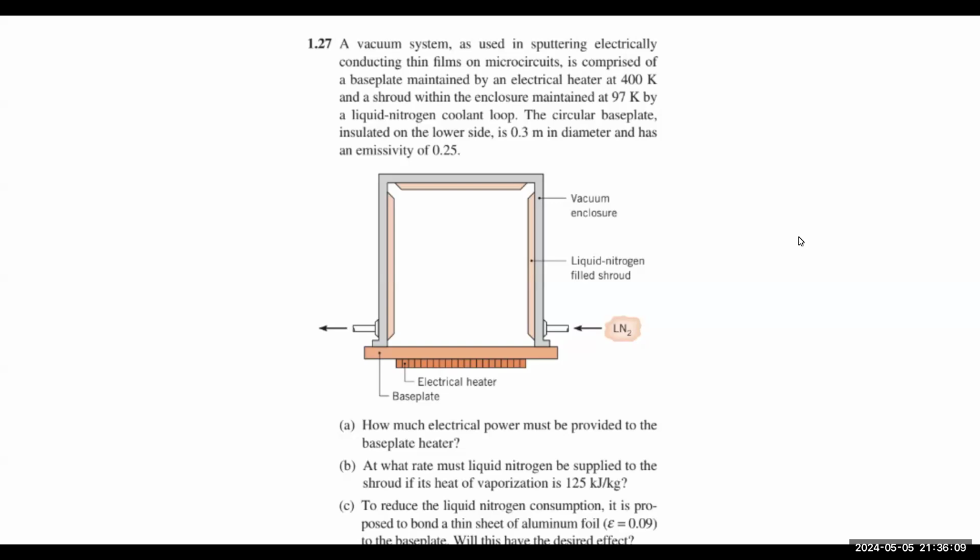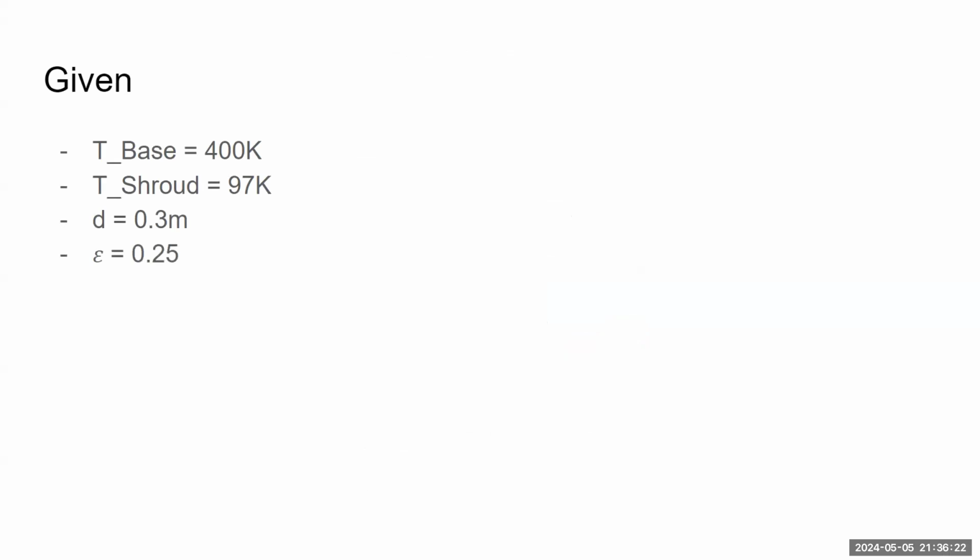So, first, we're going to list our givens. The temperature of the base plate is 400 degrees Kelvin. The shroud temperature is 97. The diameter of the base plate is 0.3 meters. The emissivity of the base plate is 0.25. The heat of vaporization is 125 kilojoules per kilogram, and the emissivity of aluminum foil is 0.09.